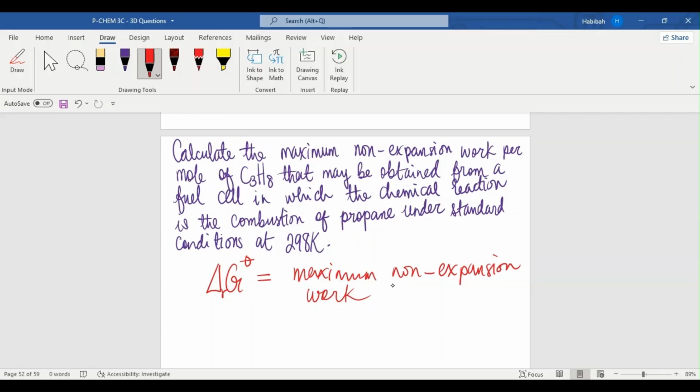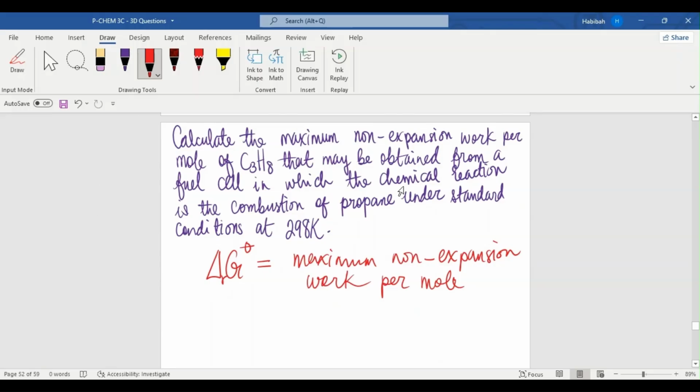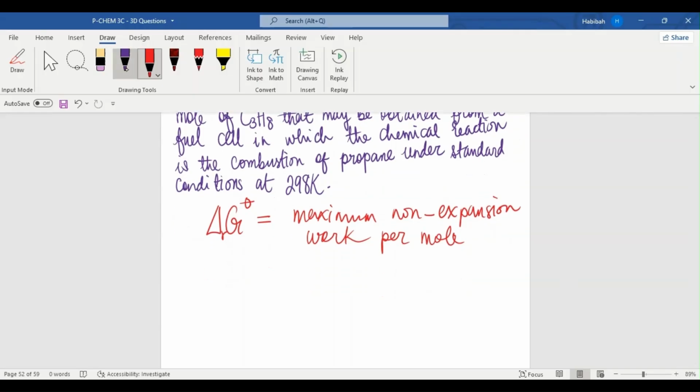If you look at your physical chemistry Atkins textbook, you're going to see that this information, maximum non-expansion work per mole, is the same thing as calculating the standard Gibbs energy of reaction. So that is it. Now, I wanted to also say that there is a chemical reaction, which is the combustion of propane under standard conditions. Again, it's important for you to note that this is a combustion reaction.